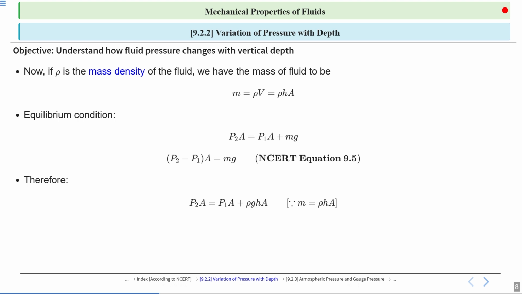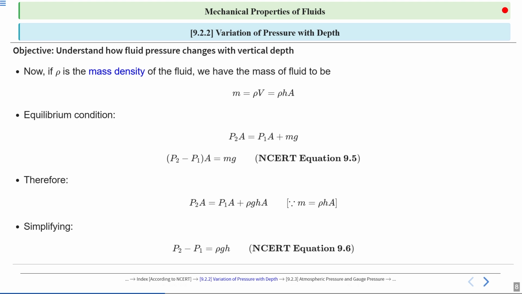So the equation P2A is equal to P1A plus rho g h A, because the mass of the fluid is rho hA. Simplifying the equation, we arrive at P2 minus P1 is equal to rho g h. Alright, so this is an important equation.